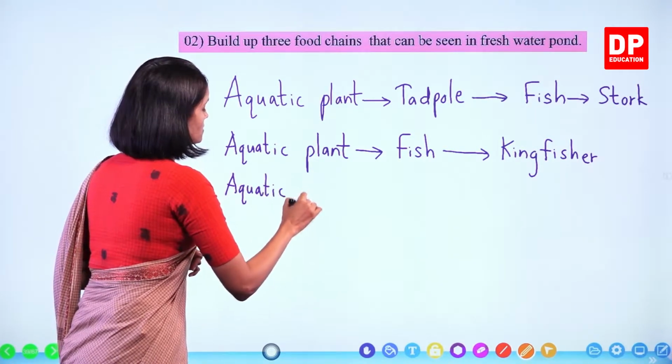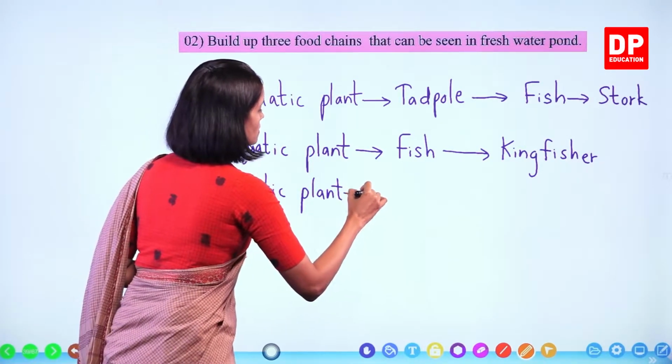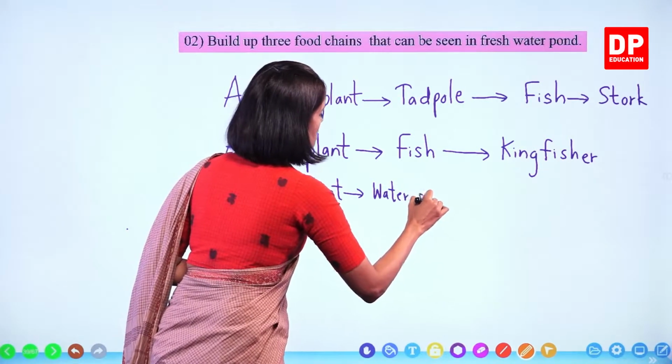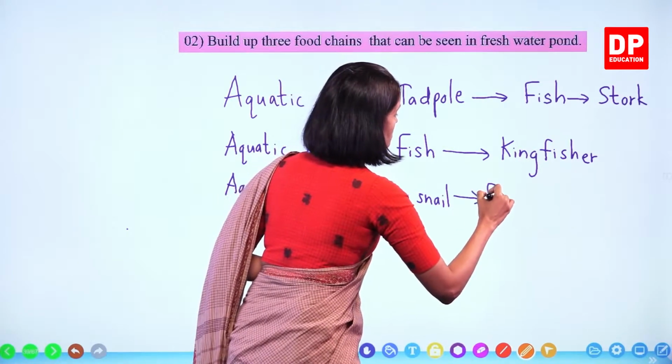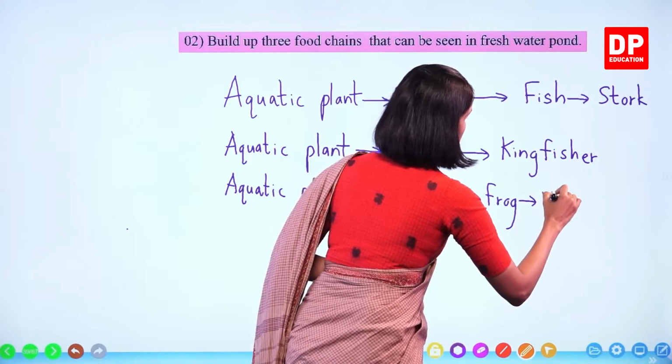Aquatic plant. Water snail. Frog. Water snake.